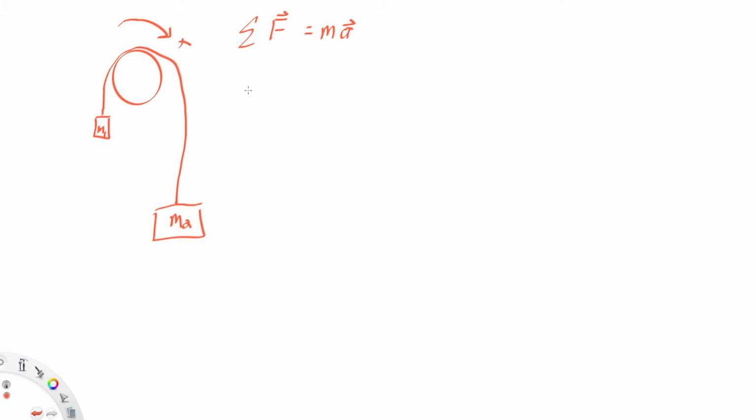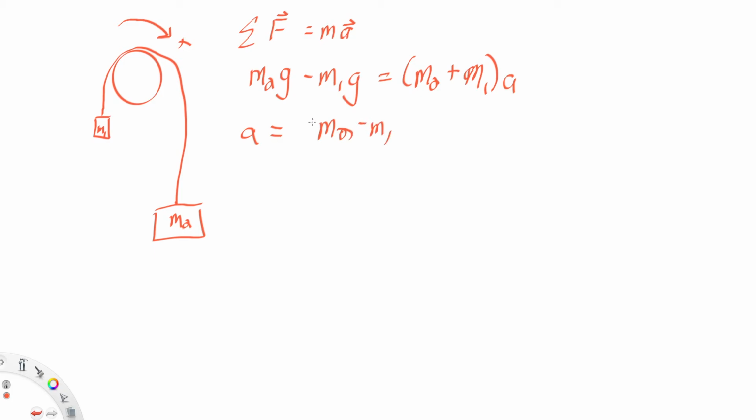So the only forces that we have here are m2g pulling the system in the positive direction, m1g pulling to the left, so in the negative direction. Add those up, and we have the total mass of the system times the system's acceleration. All right, so the system's acceleration is then equal to m2 minus m1 times g over m2 plus m1.